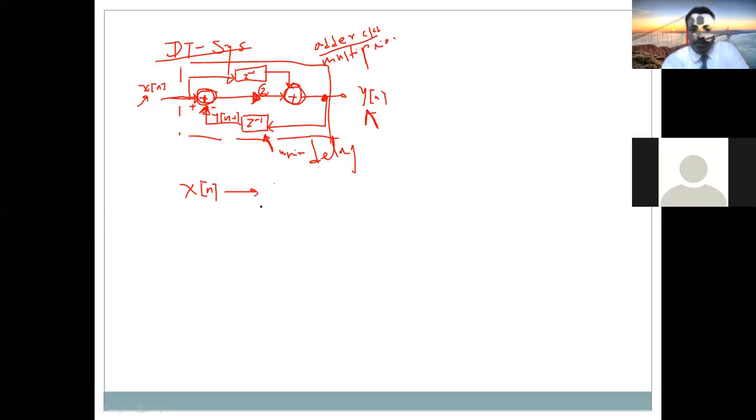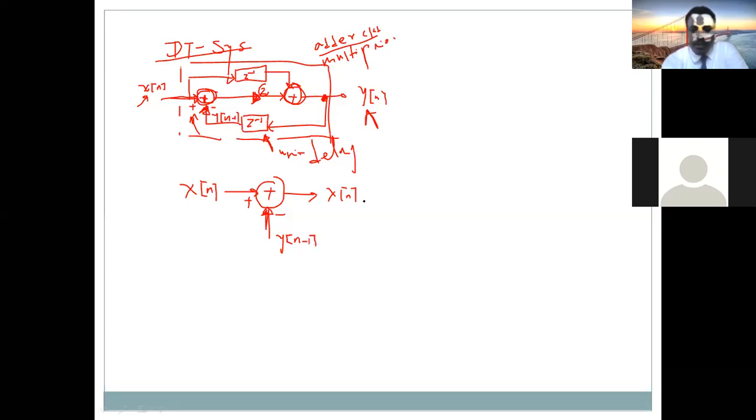This is our adder circuit. Another signal comes from here, but this one is minus and this one is plus, as you can see here. So what will be the output of this summer? From this side we apply the input, x of n. What is the signal which comes from this side? The output feedback. The output is first delayed by 1 and comes here. It passes through a memory unit, so it will be y of n minus 1.